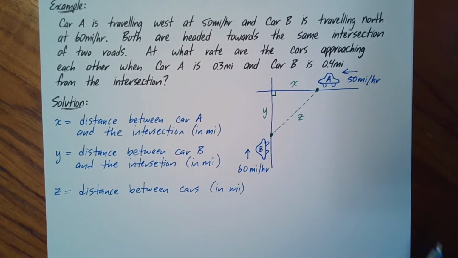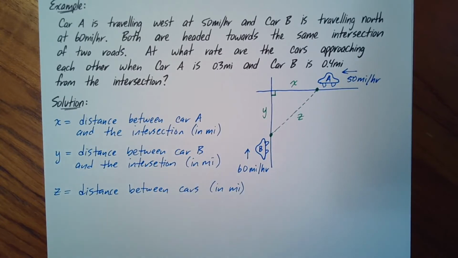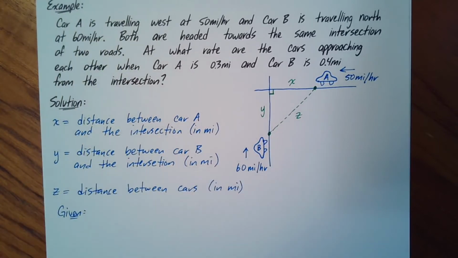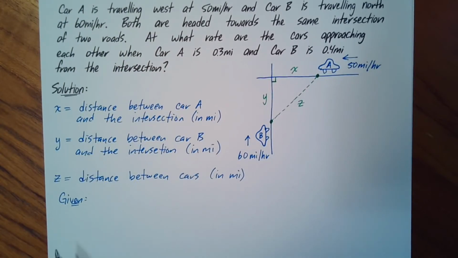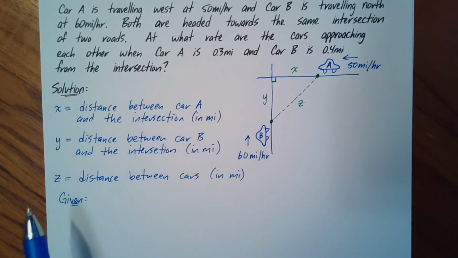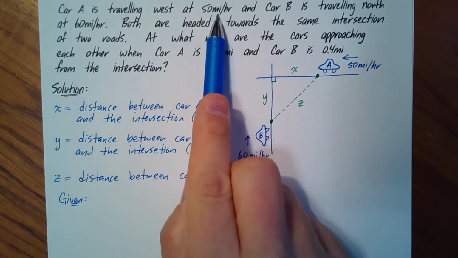Okay, so now that we've got those variables laid out, that's probably going to be enough, but we can find out for sure by translating the problem. And if we're able to do it, then we probably have all the variables we need. So what does the problem give us, and what does the problem ask for? So, well, we're told that car A is traveling west at 50 miles per hour. So how can you express this as a rate of change?